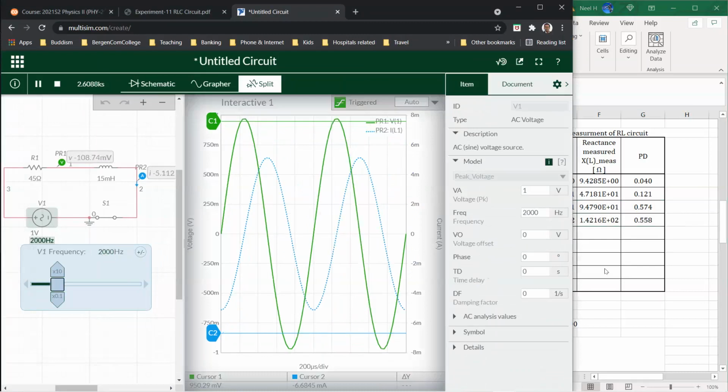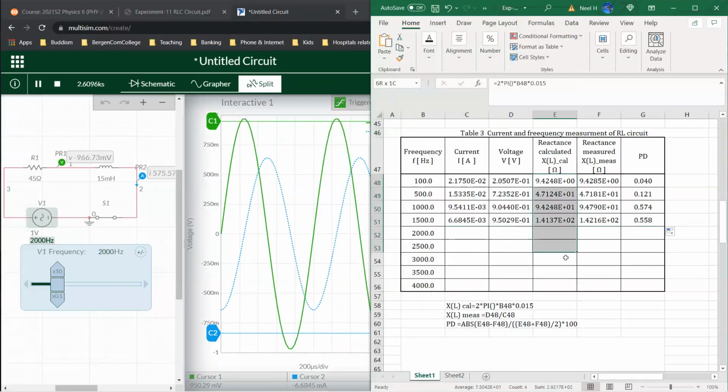So what we're really interested in is this behavior, right? We know the frequency is directly proportional to the reactance, so the reactance should be increasing. That's exactly what we see. It started at 9 ohms, went to 47 ohms, 94 ohms, now about 141 ohms. These numbers are not really large values. If you put them into the normal numbers, then you can see those values.